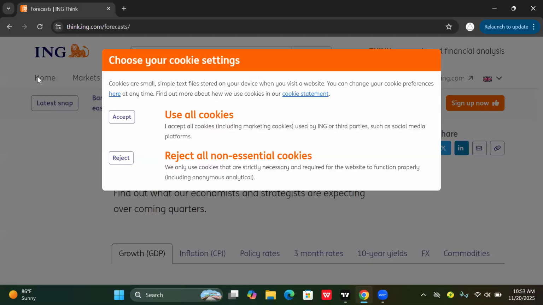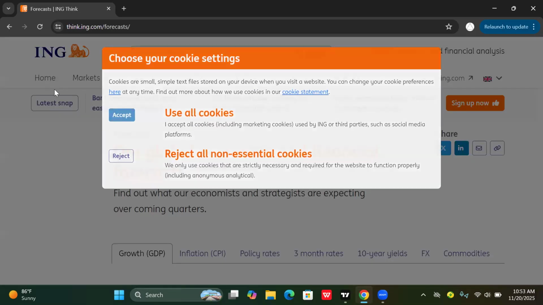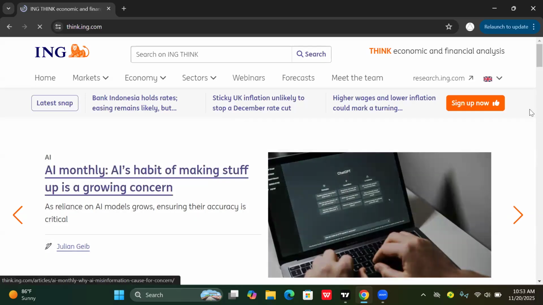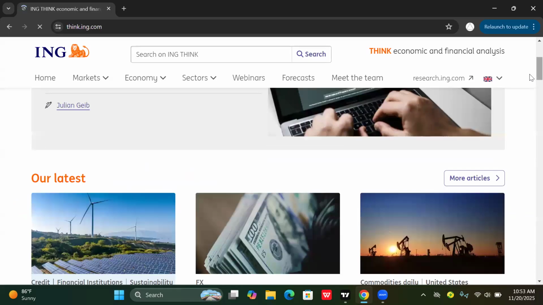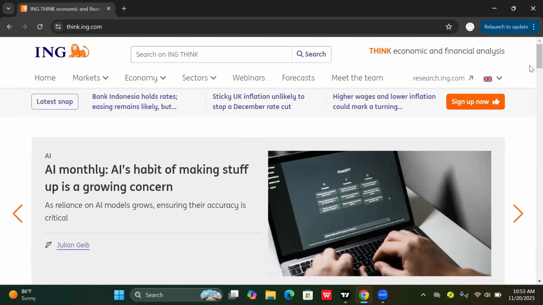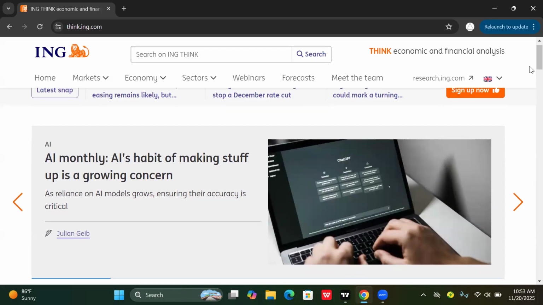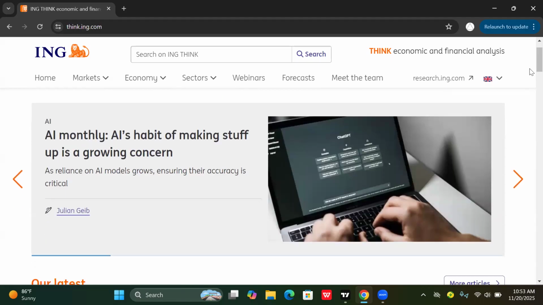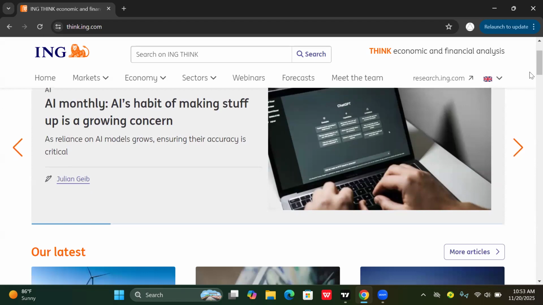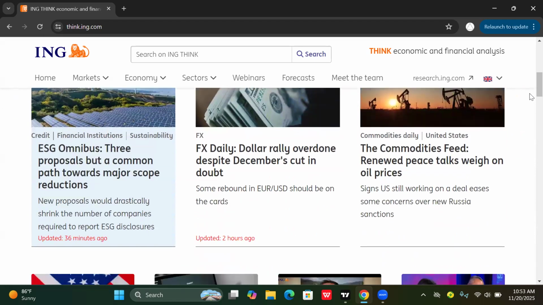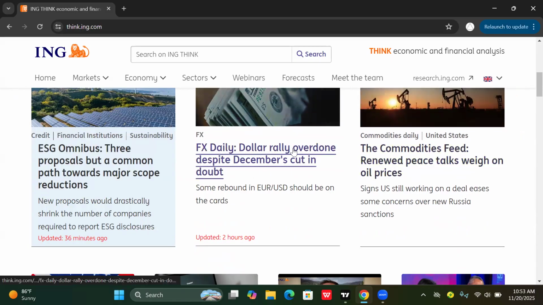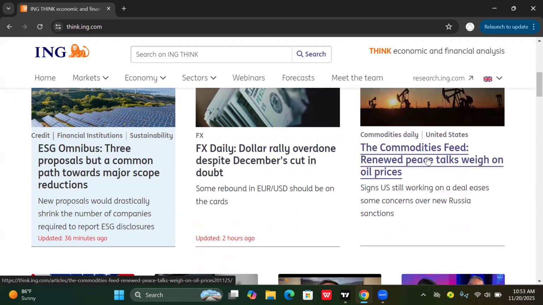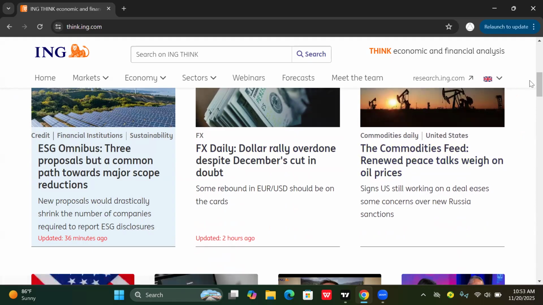First things first, I often like to look at the headlines. It said AI Monthly: AI's habit of making stuff up is growing concerns as reliance on AI models grows, ensuring their accuracy is critical. Not really something. Okay, let's look at this. SG Omnibus, three proposals, but a common path towards major scope reductions. FX Daily, rally on despite December's cut in doubt. Commodities Feed, renewed stocks weigh on oil prices.